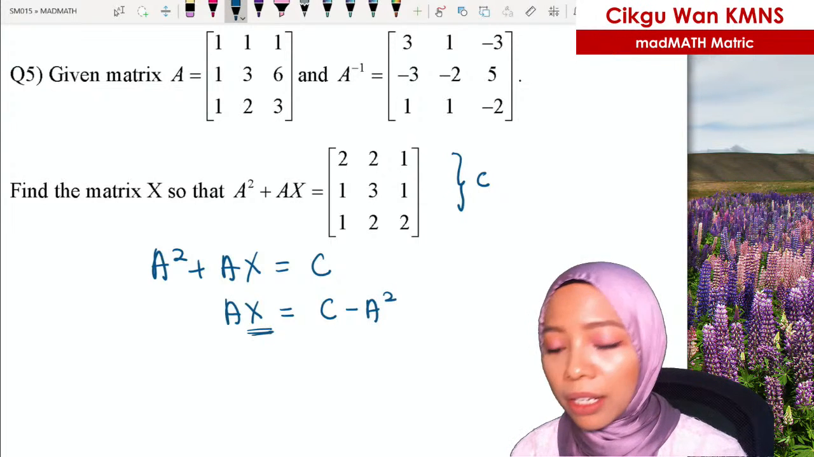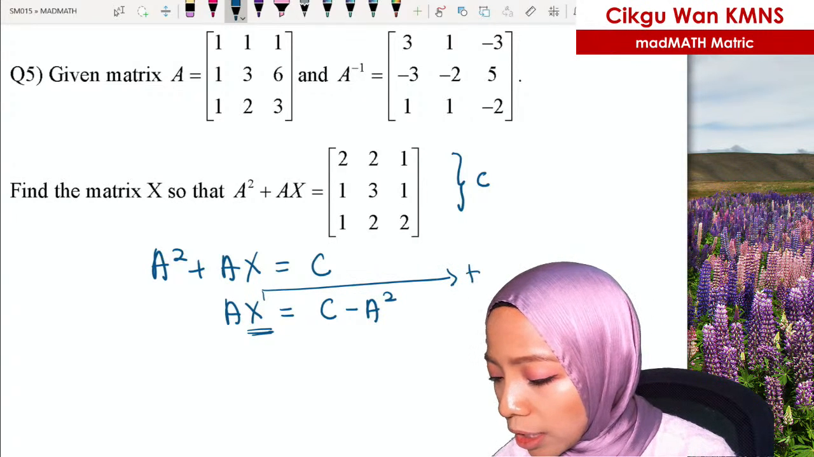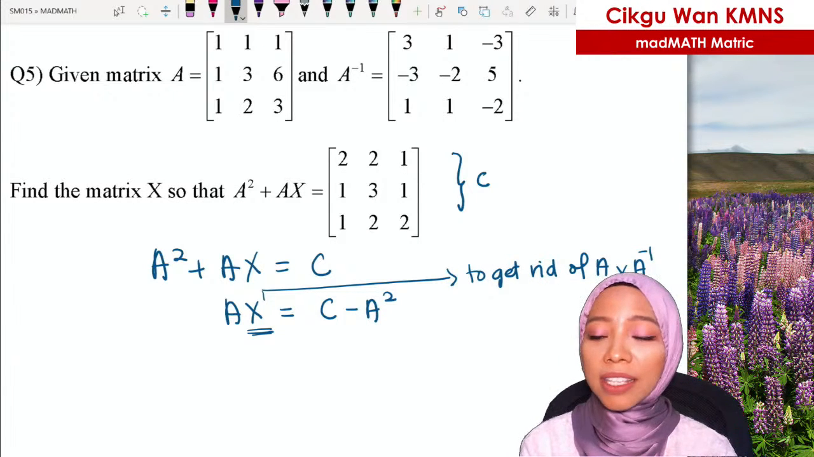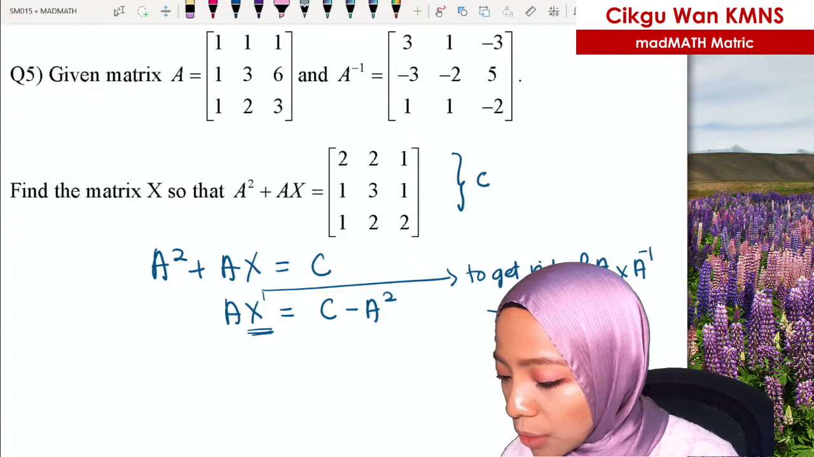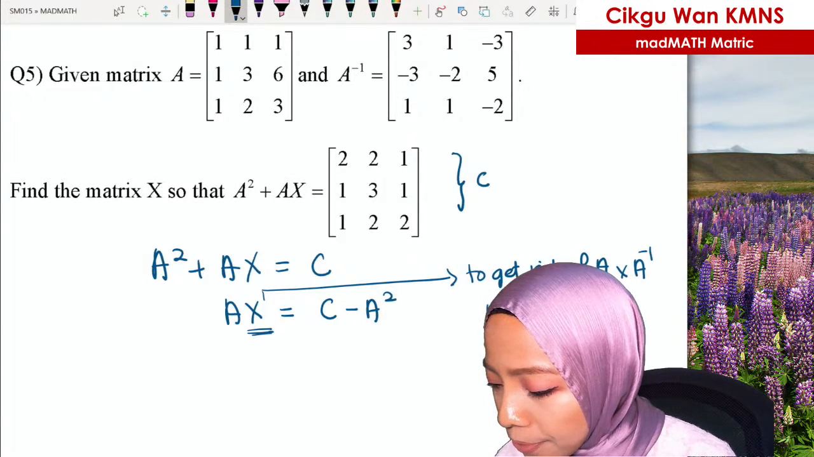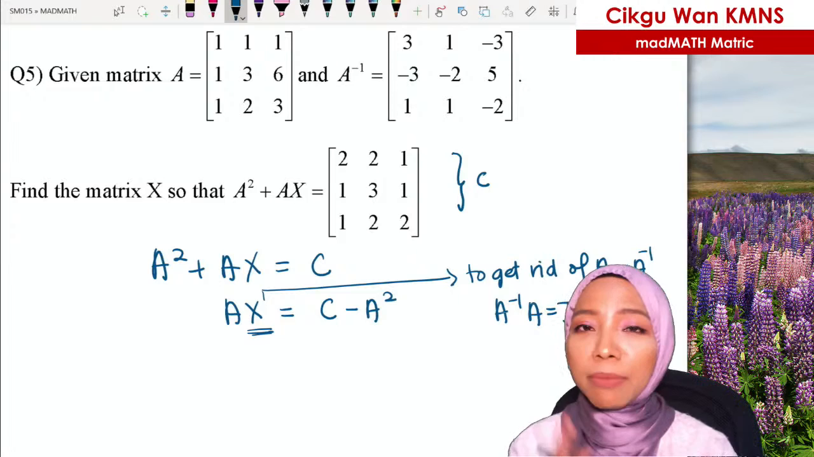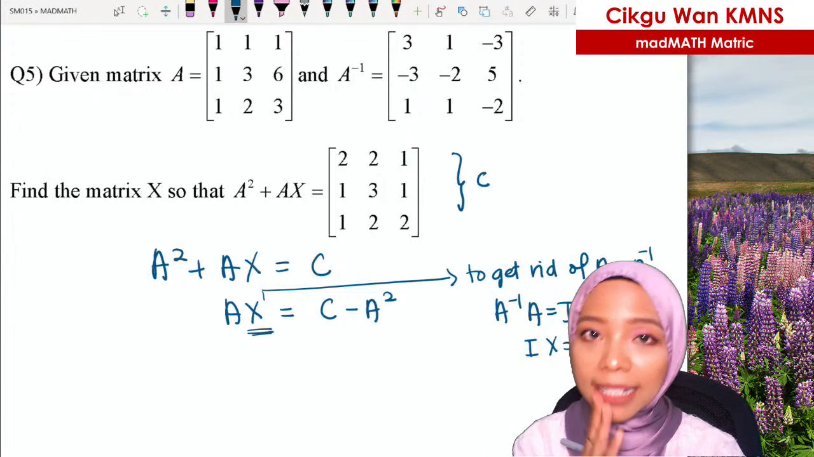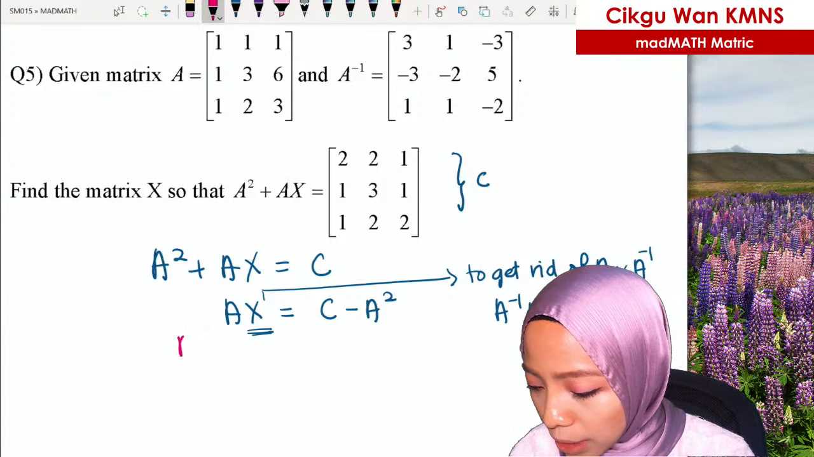Okay. And then we want X. How are we going to get rid of A ni? We only can get rid of A. To get rid of A, we have to multiply with A inverse. So that A multiply with A inverse ataupun A inverse multiply with A will give us identity. Kita memang suka sangat identity ni sebab bila identity nanti darab dengan X akan memberikan jawapan X. So that's what we want.